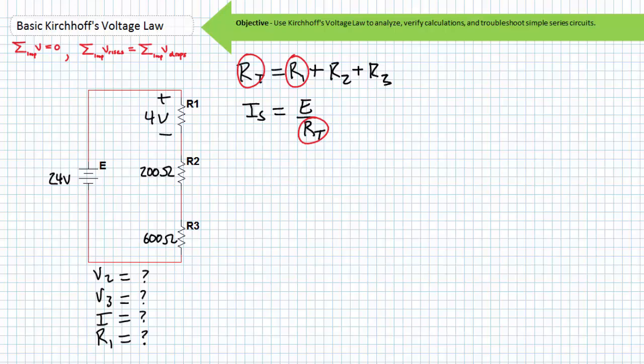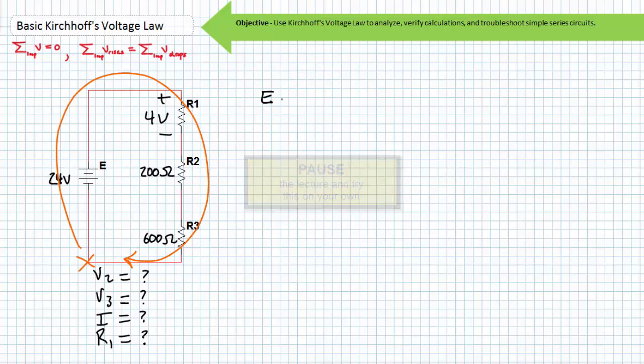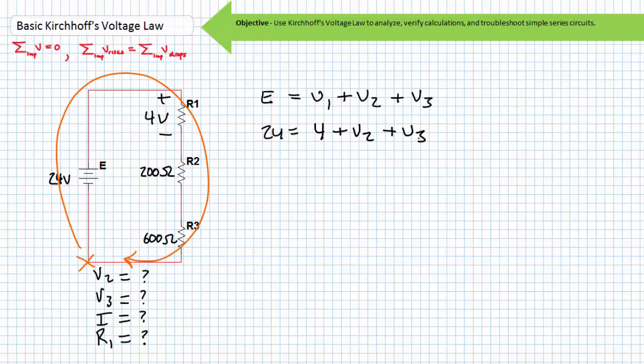Let's perform a KVL analysis of this circuit, starting here and traveling in the clockwise direction. Pause the lecture and take your best shot at this. Rise E, fall V1, fall V2, fall V3. No big surprise there. Substituting in the given values of E and V1 and subtracting 4 from both sides, we find the voltage drop across the remaining two resistors to be 20 volts.